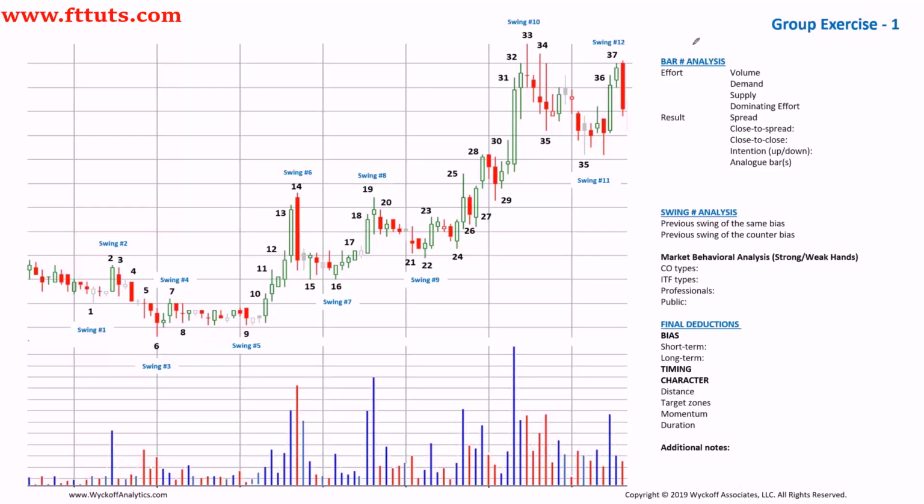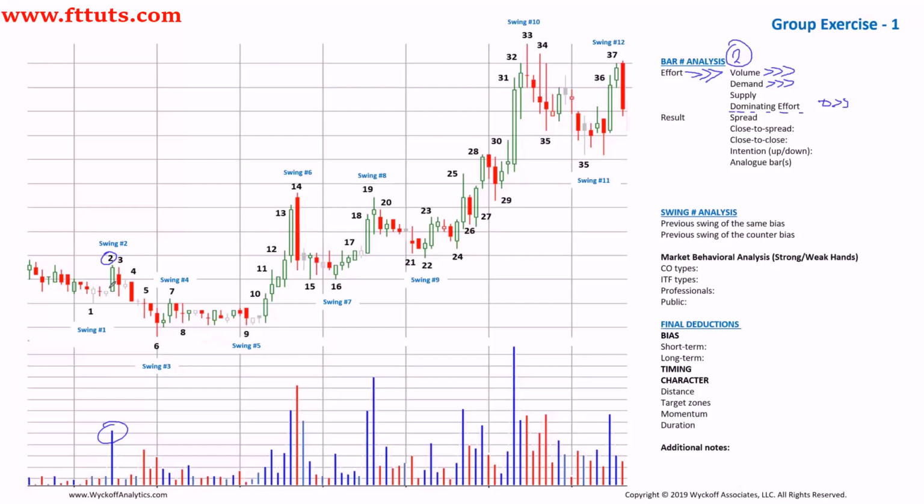So let's think about bar number 2 analysis. Okay, so what is happening with effort? Increased by a huge margin as compared to the earlier ones. Yeah. Okay, so effort is increased a lot. Volume is increased a lot. Demand. Is demand increasing? I would say yes, but the supply too is increased. Okay, so demand has increased. What is the dominating force over demand? Effort? Yeah, demand still dominates the supply because the price has moved up, closed up.